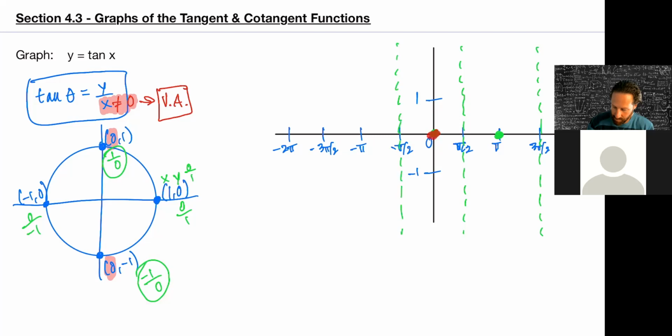It went 0, undefined, 0, undefined, 0. So we're going to do the same thing in the opposite direction. 0, undefined, 0, undefined, 0. So the zeros will be at all of the pi's. 0 pi, 1 pi, 2 pi, negative 1, negative 2. And the vertical asymptotes, the undefined outputs, are at every odd pi over 2.